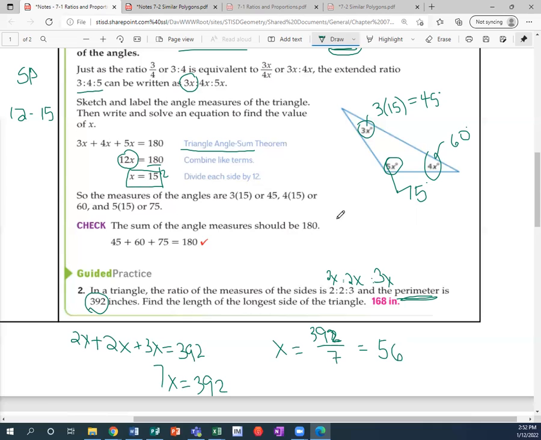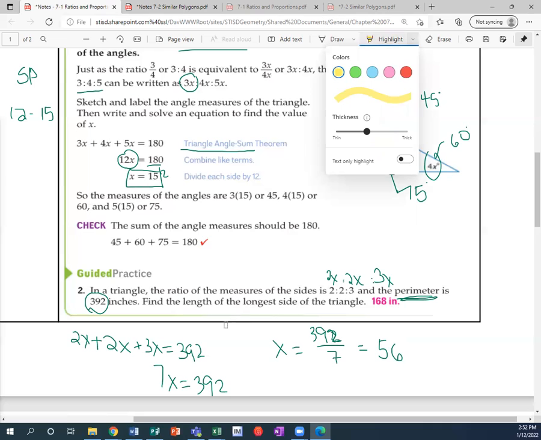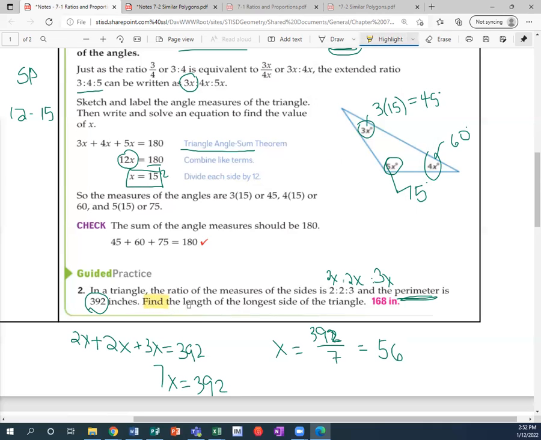But that's not the full answer. That's x, but we have to go back and find out what they're asking for. They're asking for, in this case, the length of the longest side. That is, which one of these had the biggest number? The 3 was the biggest, so I'm looking for 3x, which really is 3 times x. And when you do 3 times x, you should get 168, at least if we did this division properly.